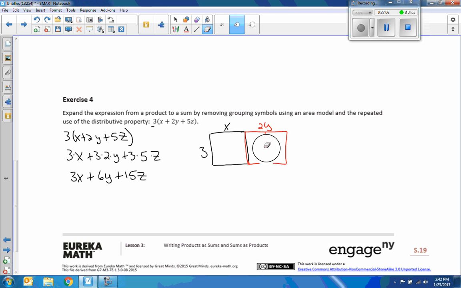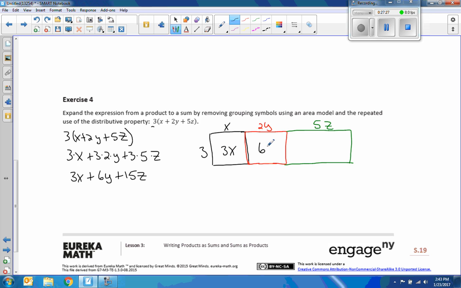But I'm not going to show that middle piece. I'm just going to call that 2y. And then z, there are 5 of them, so I'm just going to make this a larger rectangle. I'm going to call that 5z. If I do the area one at a time, 3 times x, 3x, 3 times 2y, 6y, 3 times 5z, 15z. They aren't like terms, so we can't add them, we just put plus signs in between. This is our algebraic expression.